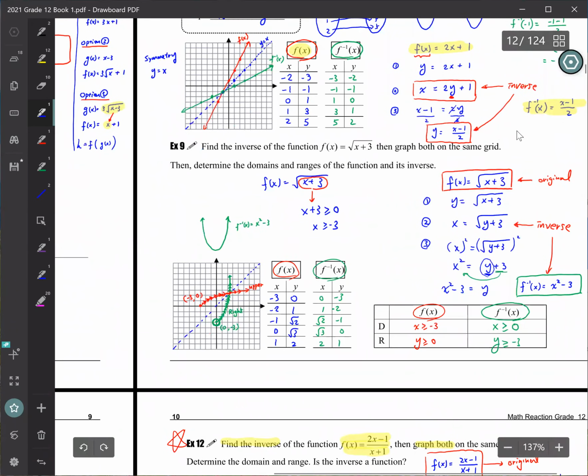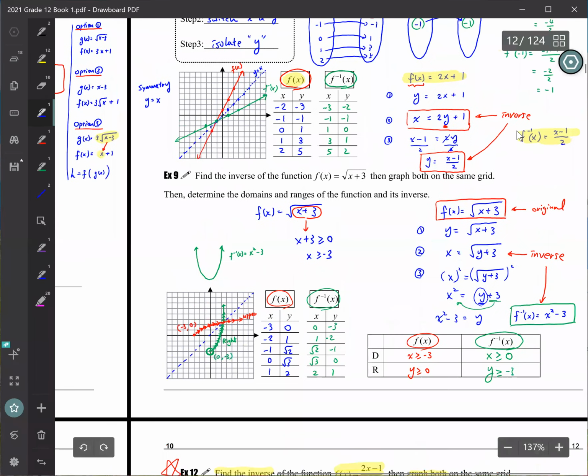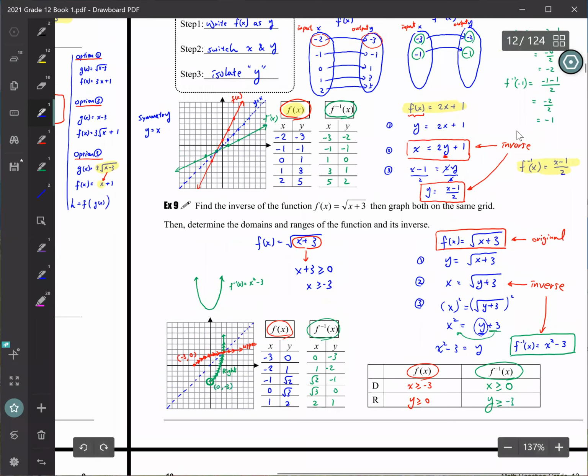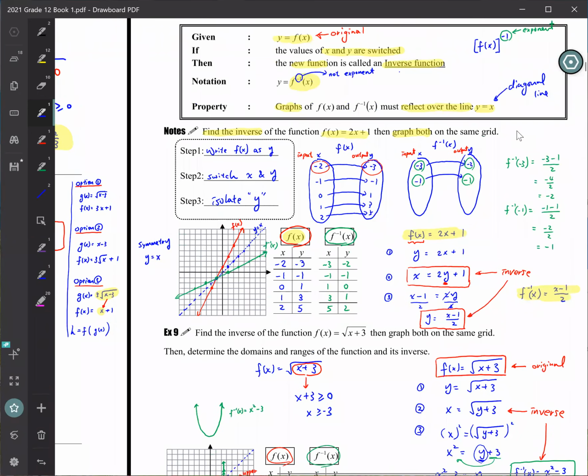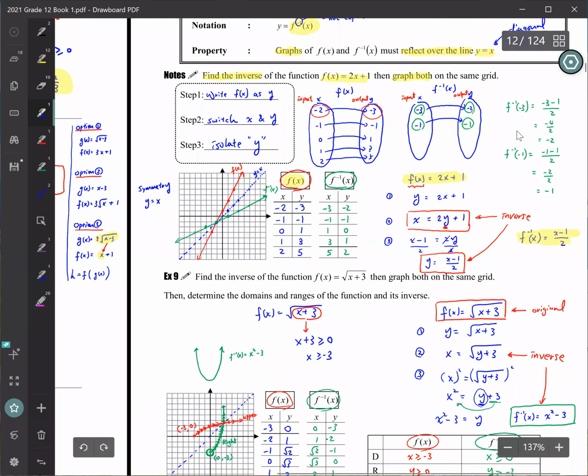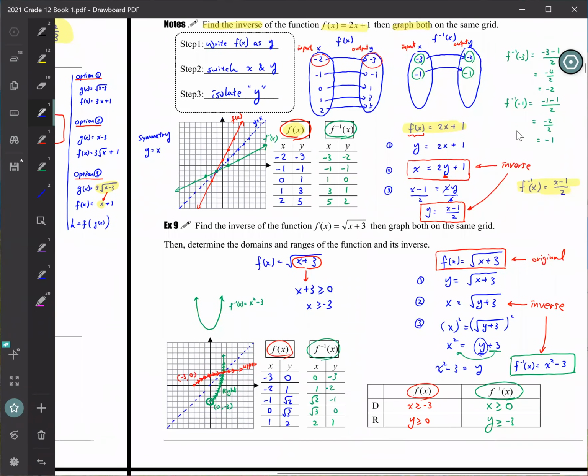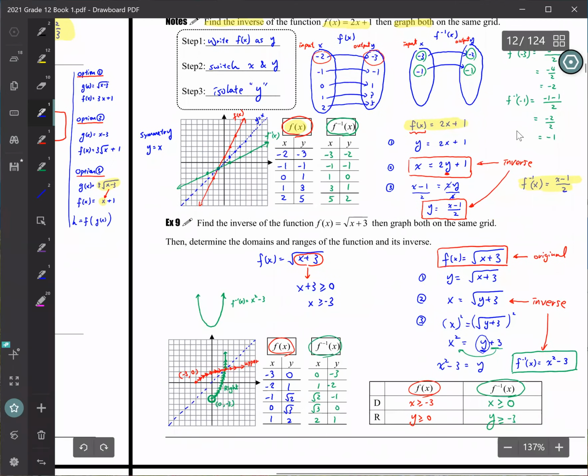So when you have the graph, they have a connection between the inverse and the original. They always reflect over the line y equals x, okay, the diagonal line. Okay, just a quick recap. So today we're gonna finish this part and one more topic, and then the chapter is done, okay?